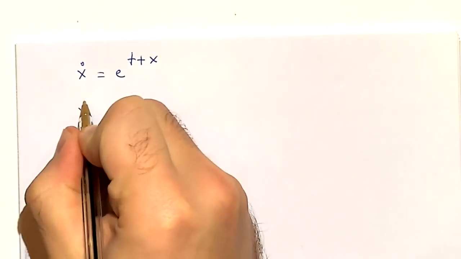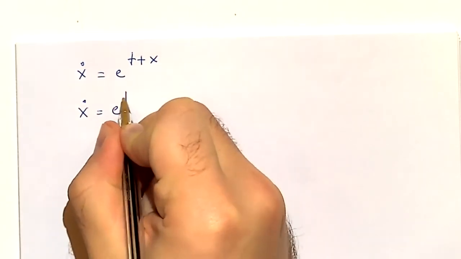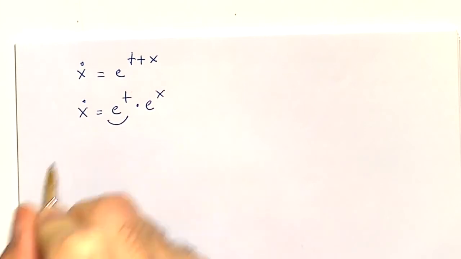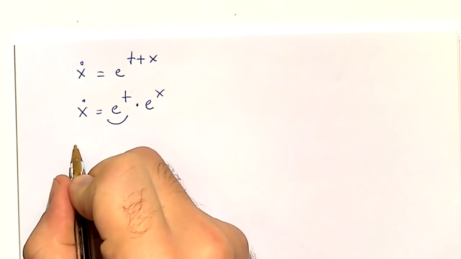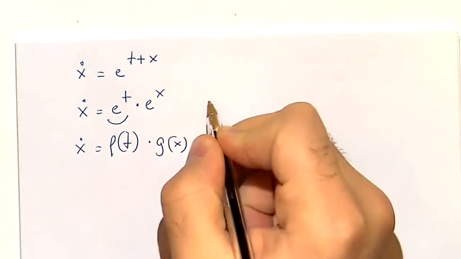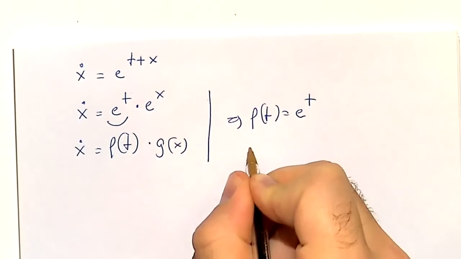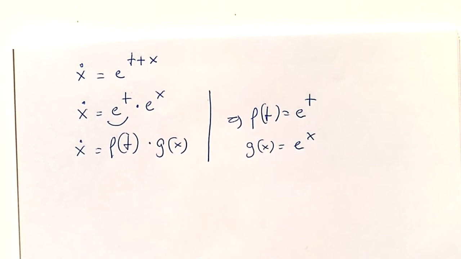First step is writing it like in my notation, which is e to the power of t multiplied by e to the power of x. This is my f. I'll write it here. It's x dot is equal to f of t multiplied by g of x. So again, just make it equal. f of t is equal to e to the power of t, and g of x is equal to e to the power of x.